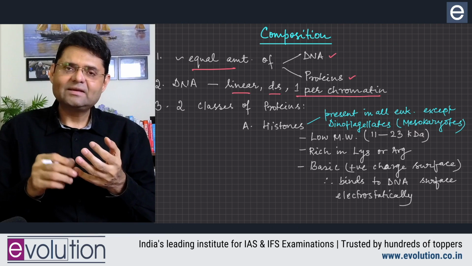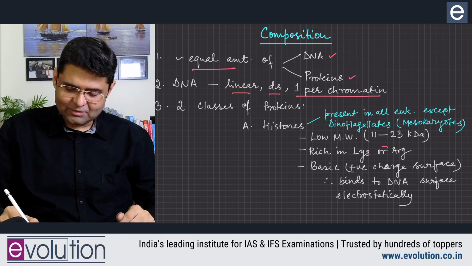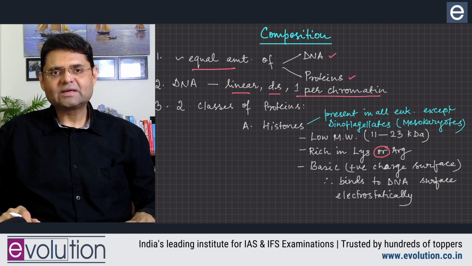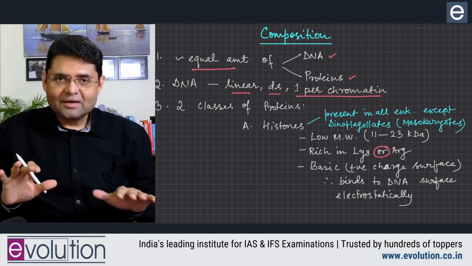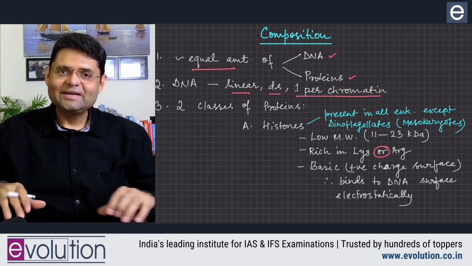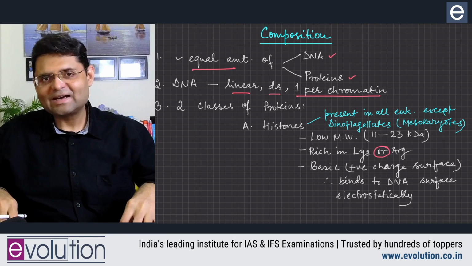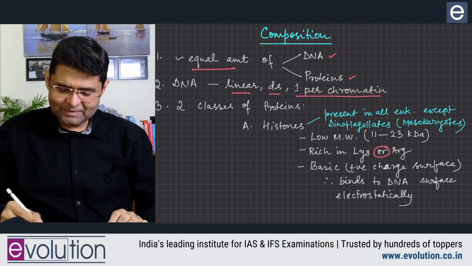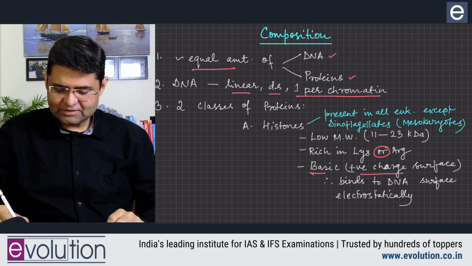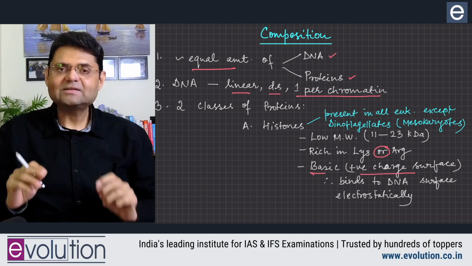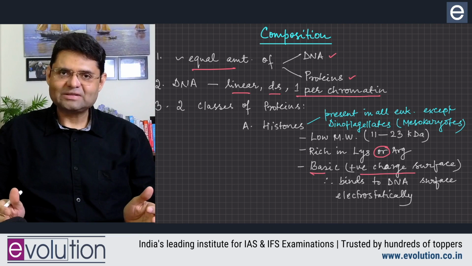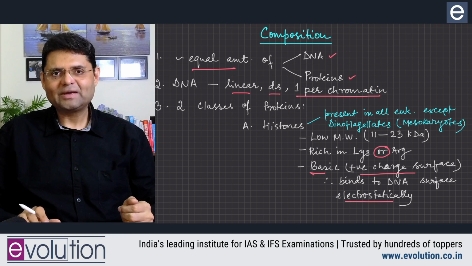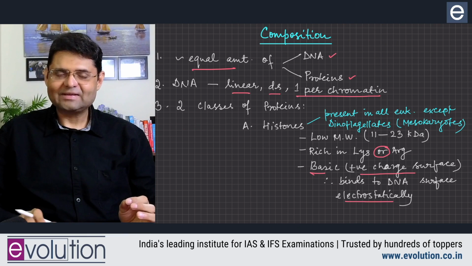They are rich in lysine or arginine. What do people carelessly do? They simply write these proteins are rich in lysine and arginine. No. It will not be lysine and arginine. It is either lysine rich or it is arginine rich. These small little details. They are basic. That means they have a positively charged surface, and that is how they bind to DNA electrostatically. So a lot of people will write it will bind to DNA. You are going to write it binds electrostatically, right?